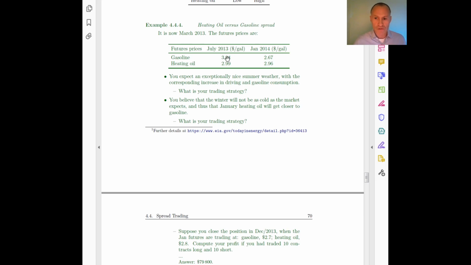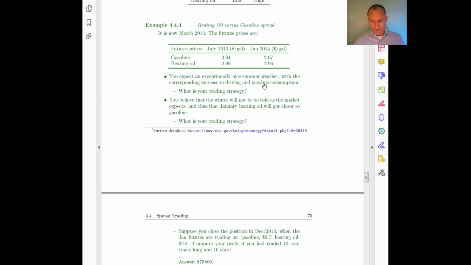Go long on the first, go short on the low price. Second scenario, suppose now you think that the winter will not be as cold as the market expects, so people will not use as much heating oil as usual, which means that this price for heating oil in the winter will be closer to gasoline.